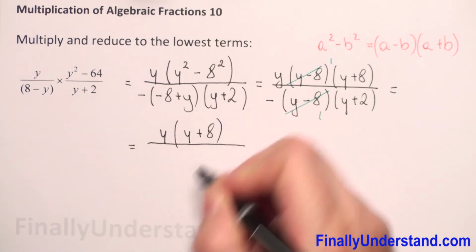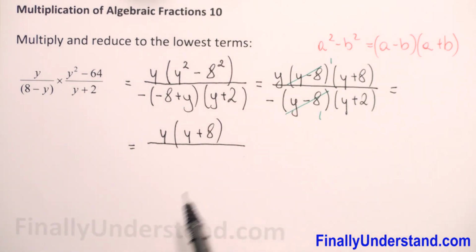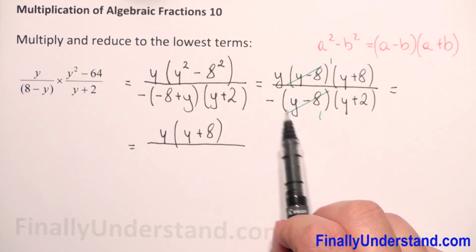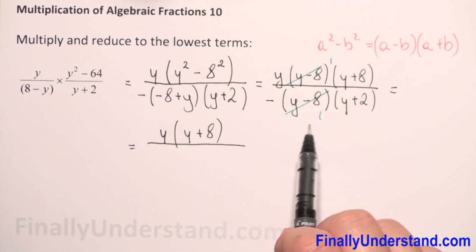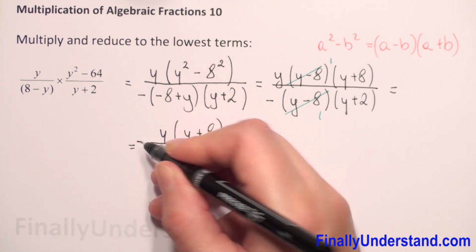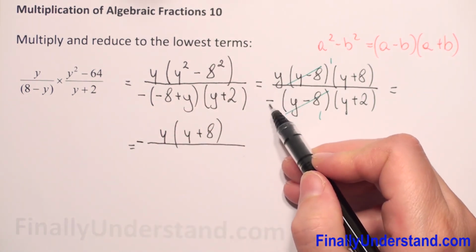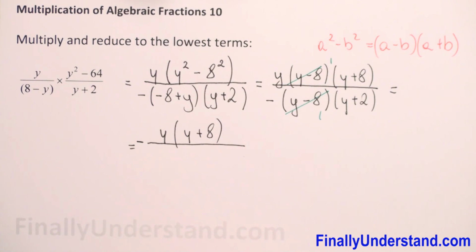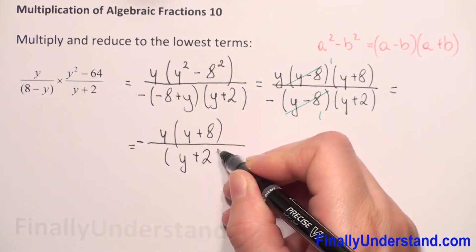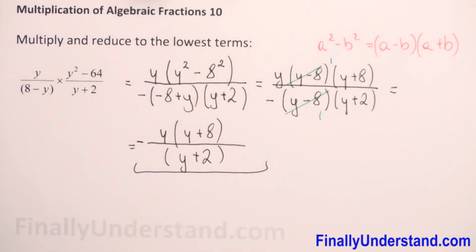plus 8 we have to copy, and in the denominator we have the negative sign, negative times positive 1, so it will be negative. I will put this negative before this whole fraction. Positive divided by negative gives me negative, and in parentheses I will have y plus 2. This is my solution.